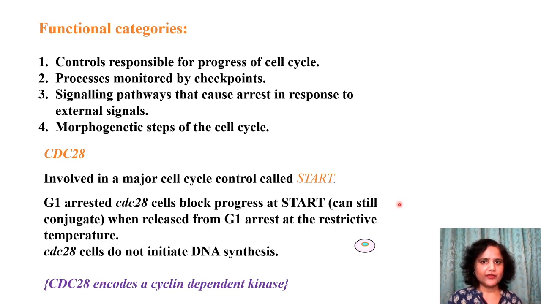So when they were blocked at this stage, they could still conjugate or mate with each other. And also these cells did not initiate DNA synthesis. So now we know that CDC28 encodes a cyclin-dependent kinase.